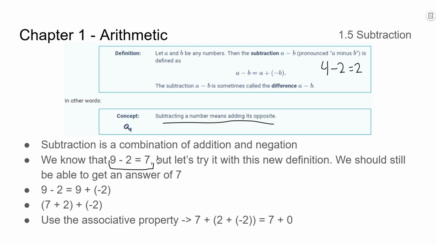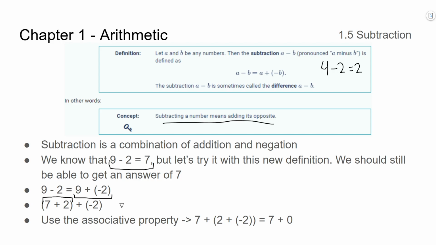Let's test this out real quick just to make sure that this new method will give us the same answer. We have 9 minus 2, but now we're going to convert it to adding its negation. So 9 minus 2 becomes 9 plus the negation of 2, which is negative 2. Now let's see if that actually works. First of all, let's do something clever and split up the 9 into 7 plus 2. We know 7 plus 2 is 9, so these two are equivalent. We could just replace this 9 with 7 plus 2. Nothing wrong with that, right? Now we have 7 plus 2 plus negative 2.